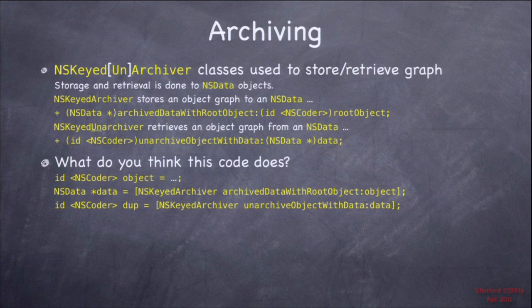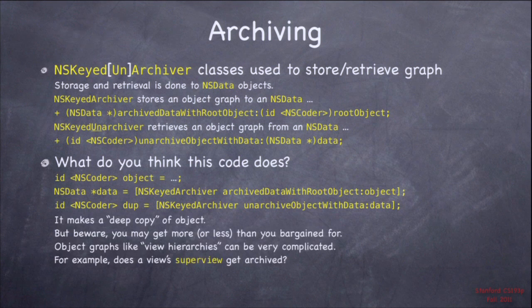So what do you think this code does right here? If I have an object and I say keyed archiver, archive data with root object, and I get an NSData with that object, and then I just say id nscoder dupe equals NSKeyedUnarchiver unarchived object with data, that copies that object, okay? Because I encoded it out to an NSData, then I loaded it back in, I got a copy. Now, you want to be careful with this, because this is a deep copy, right? It's not just copying the top level, it copies all the way down. But you have to be careful.